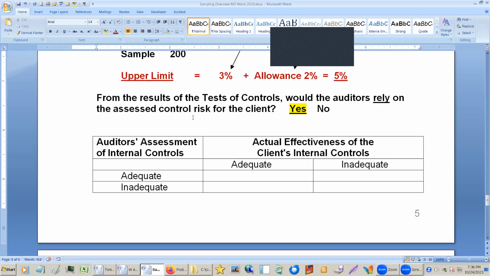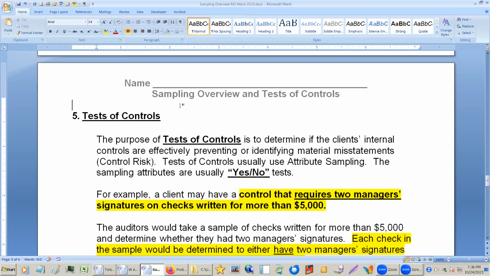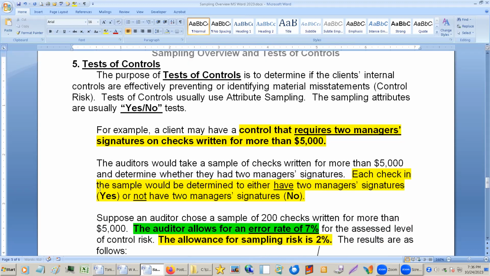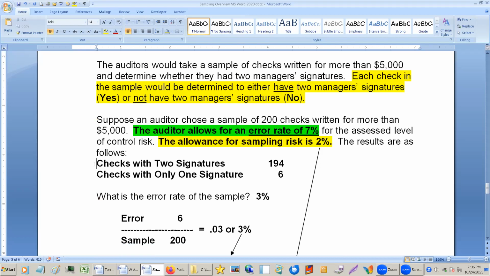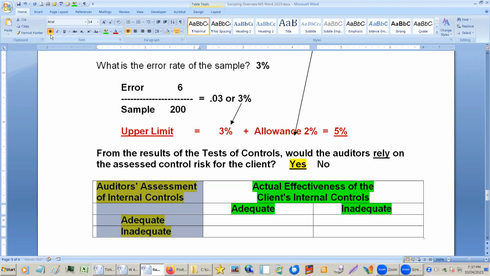Okay, now there is this problem though. Let's grab some space up here. So this side is sort of like the auditor's assessment of internal control. And these are the actual numbers that you won't know about. So this is the actual effectiveness of the client's internal controls.